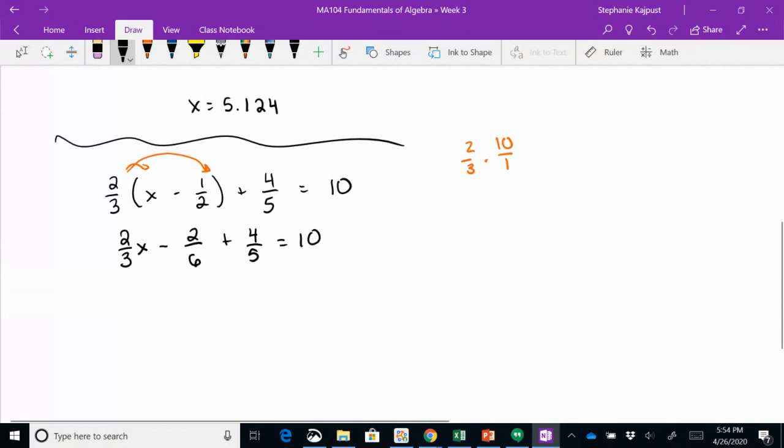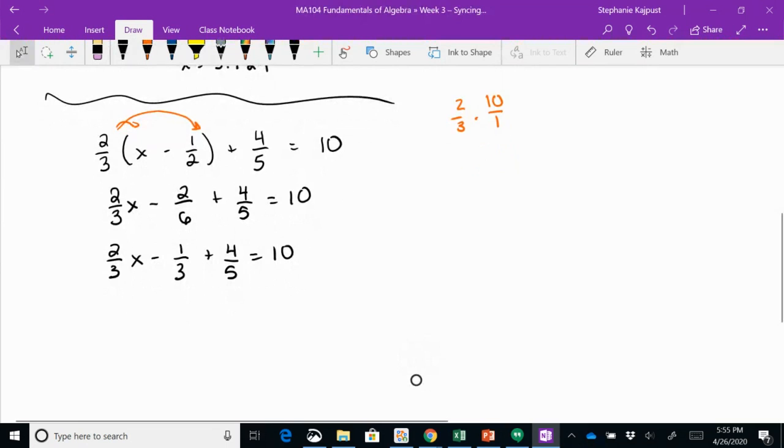So if you want, you can reduce any fractions that come up from this so that you can multiply by a smaller value if you want. So 2 over 6, I can divide those both by 2. That comes to 1/3. So I'm going to just do that. So I have 2/3 x minus 1/3 plus 4/5 equals 10.